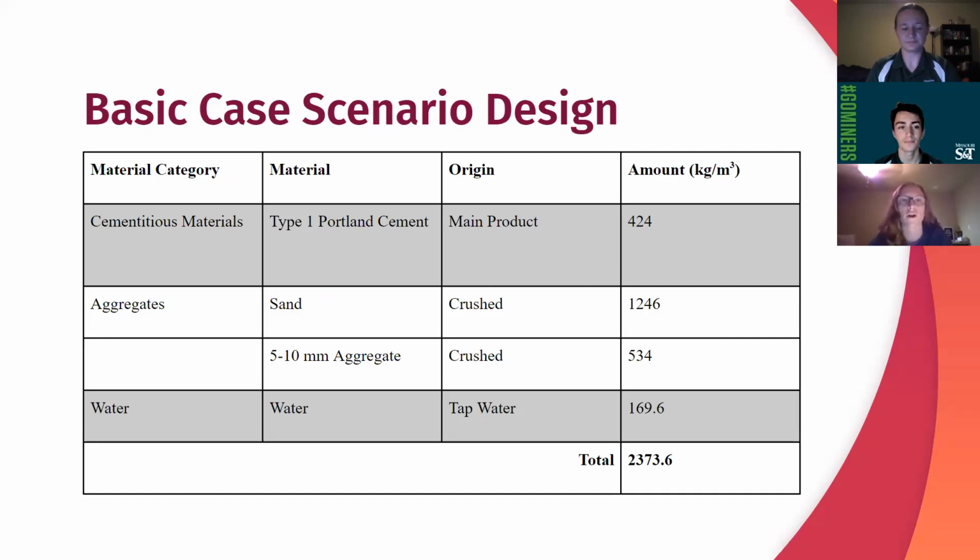Here we have our base case scenario design. This included 3 different material categories: cementitious materials, aggregates, and water. Included in cementitious materials, we used type 1 Portland cement, which made up all of the cementitious materials. In aggregates, we used crushed sand and crushed 5 to 10 millimeter aggregate. And then for water, we used tap water.